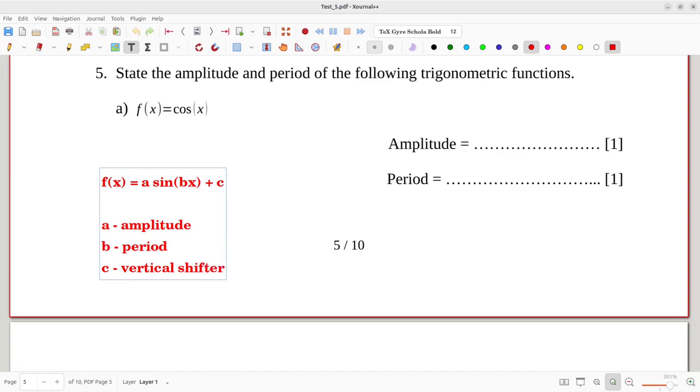In our case, we don't go into deep details in considering the horizontal shifter, which might be a number that is here, whereby you can say it's a plus d, it's going to shift this graph to the left by d units, and if you say minus d, this is going to shift the graph to the right by d units, but we are not considering that part in this case.